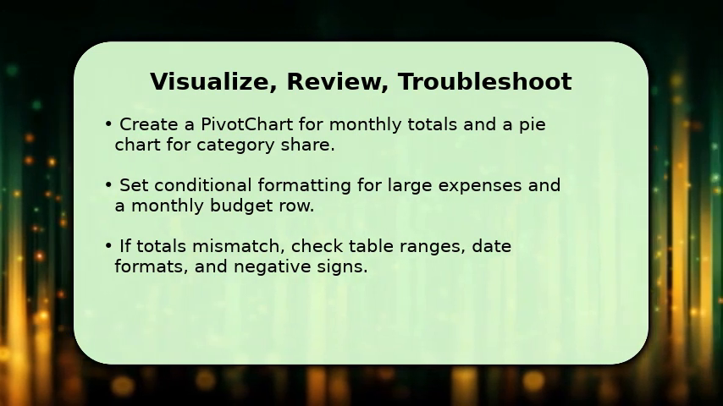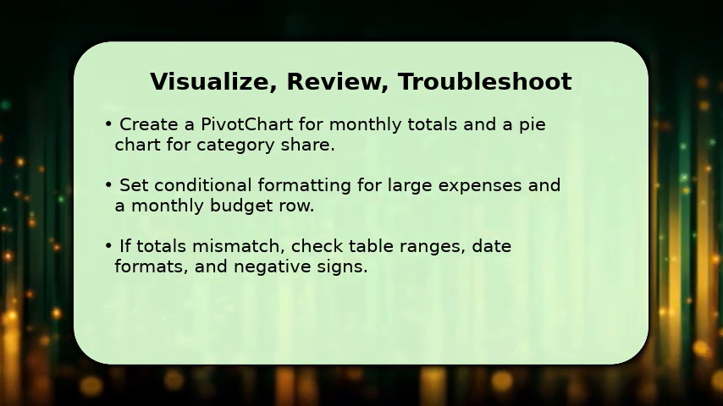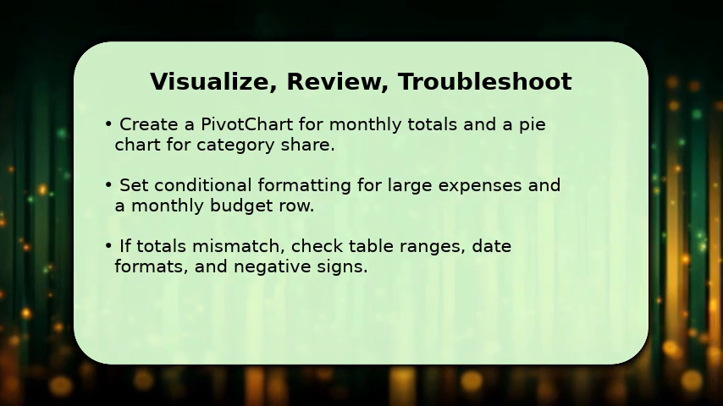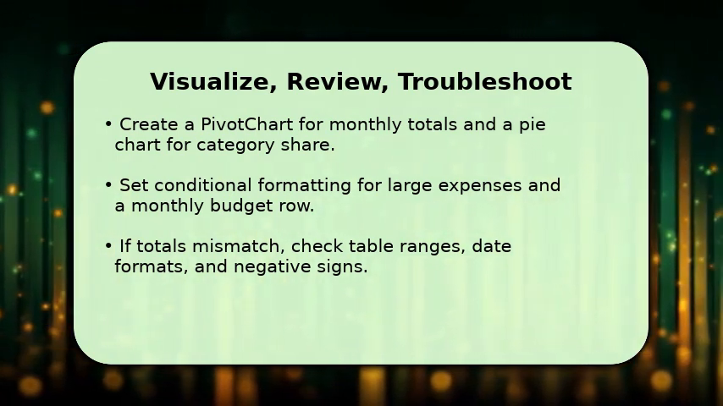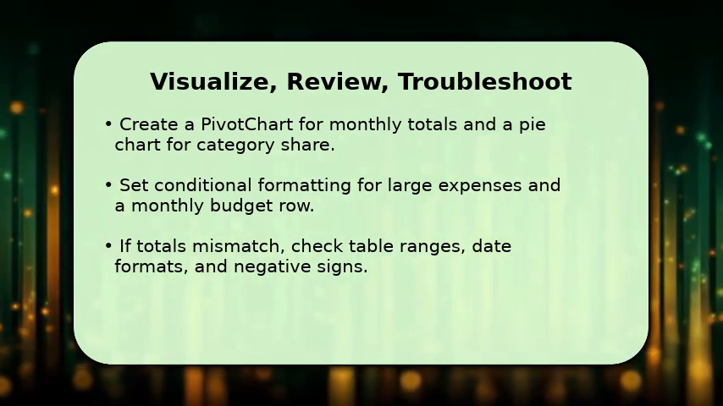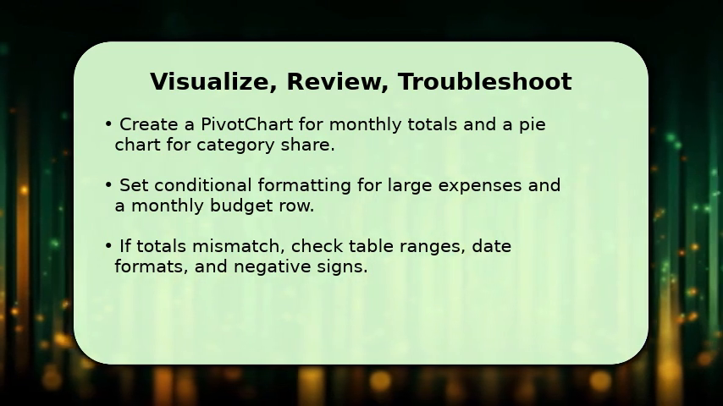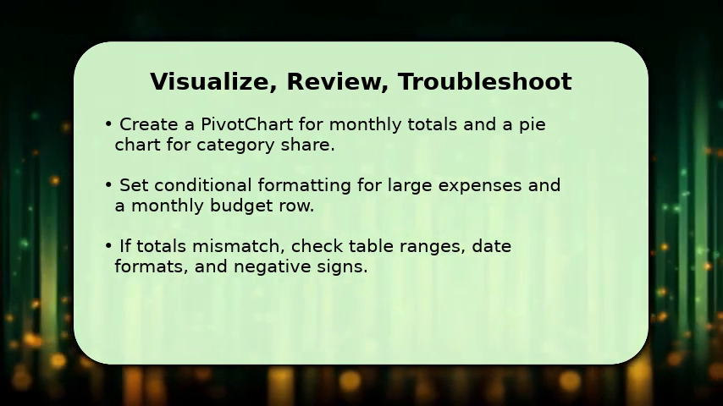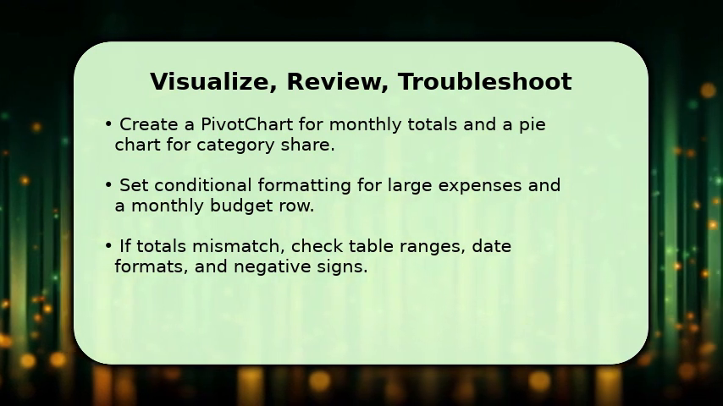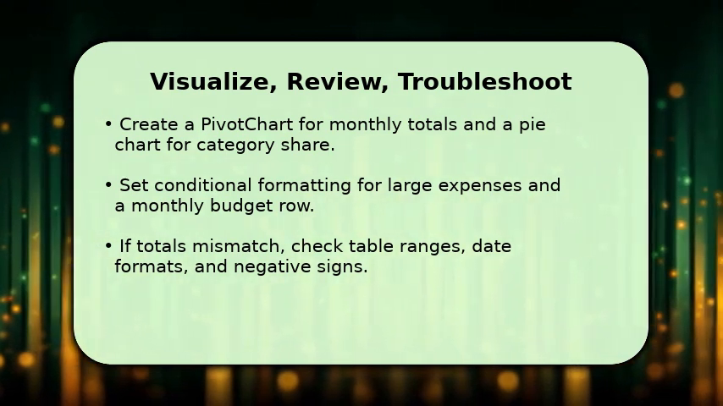Then review totals and reconcile with bank statements. Make sure dates are true Excel dates and not text, and that expenses use negative or consistent type values so SUMIFS picks them up. If numbers still disagree, check the table range, remove accidental filters, and verify there are no stray spaces in category entries.